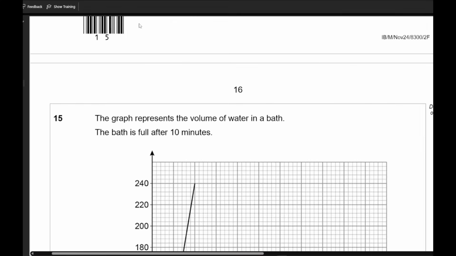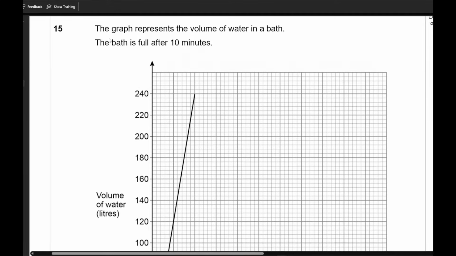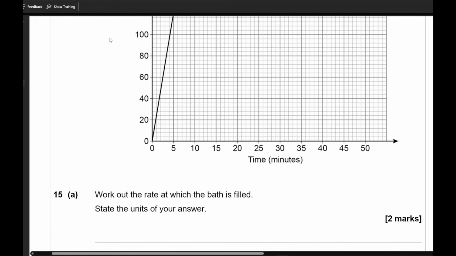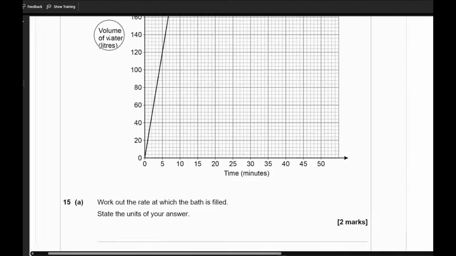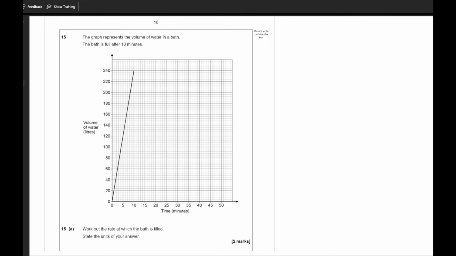Moving on to question 15, it says the graph represents the volume of water in a bath. The bath is full after 10 minutes, and it says work out the rate at which the bath is filled. State your units for your answer. So let's just zoom out in terms of this particular question. What this question is asking me to do is to find the gradient. If I pick two nice coordinates, typically it's useful to pick the starting value and the end value. And what we need to do is work out the gradient of this diagonal line. How you do that is you turn it into a right angle triangle like I've done here.